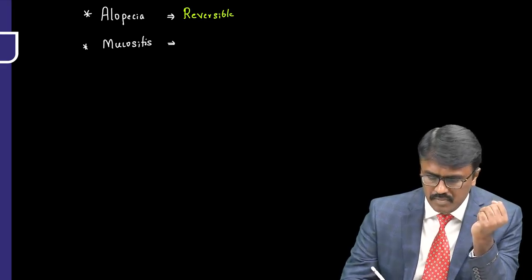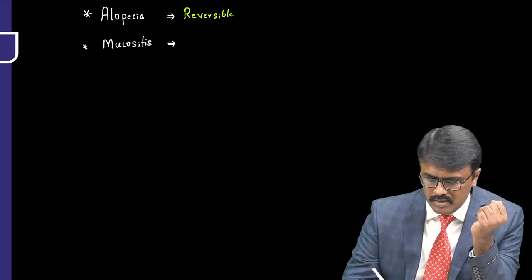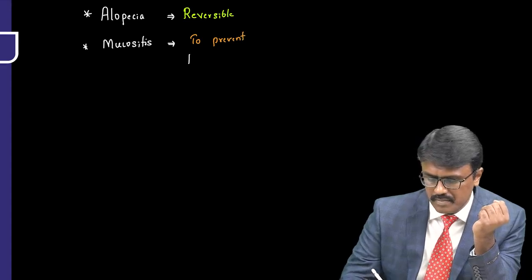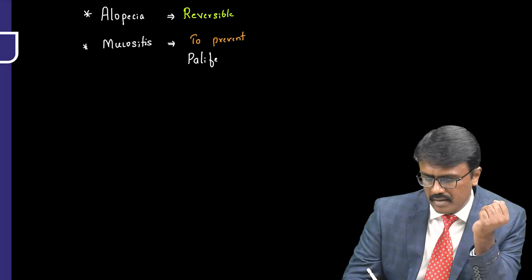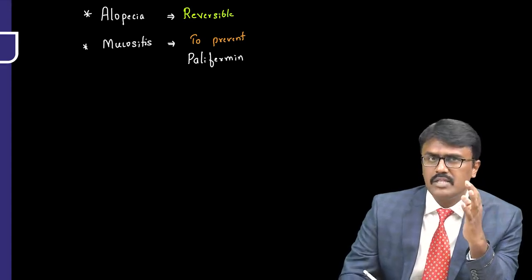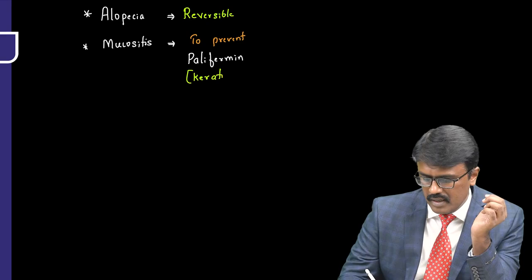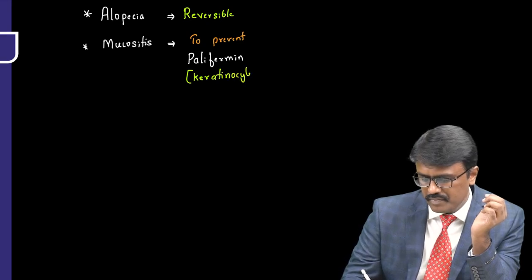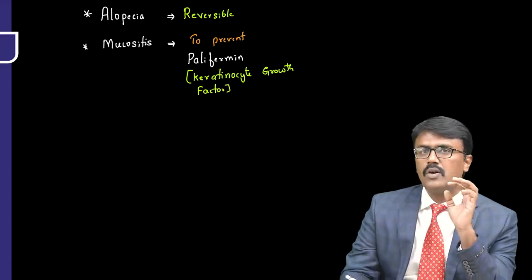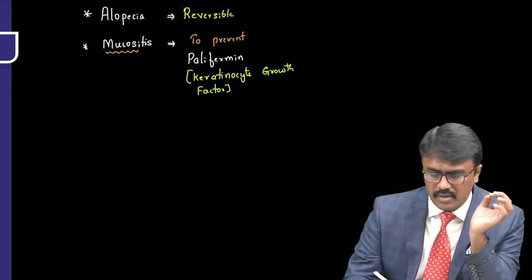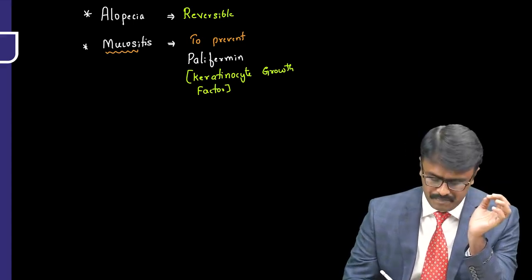Is there any drug which can prevent that? To prevent this, we use a drug called palifermin. What is palifermin? Palifermin is called keratinocyte growth factor. So that can prevent that problem. When you use an anti-cancer drug and get mucositis, we use palifermin.